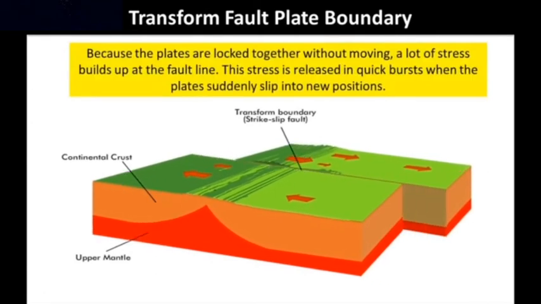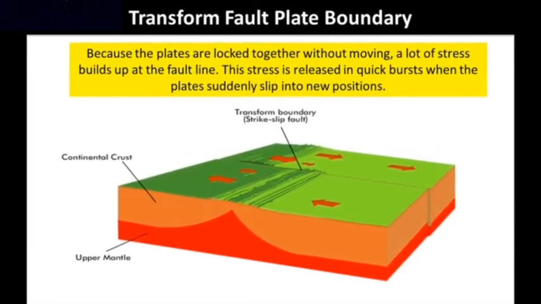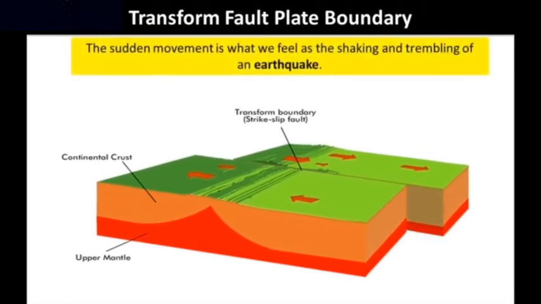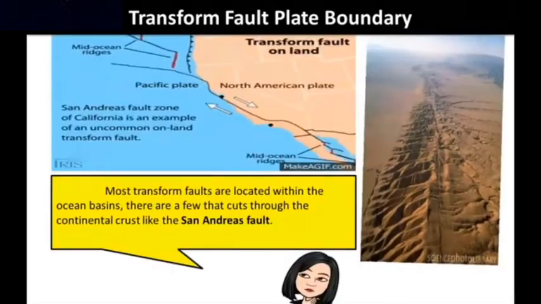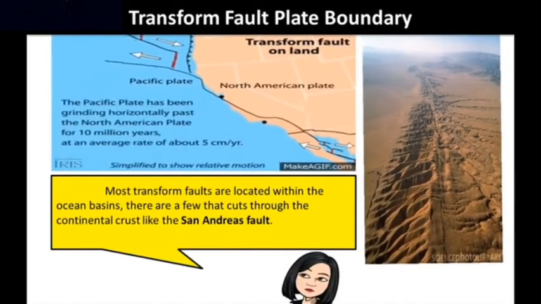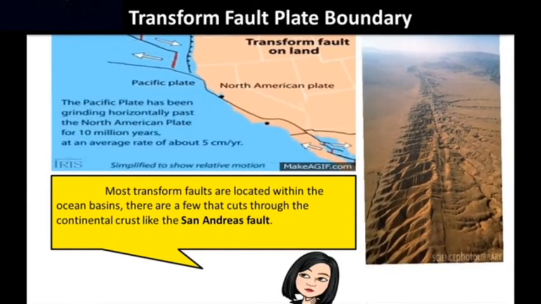Because the plates are locked together without moving, a lot of stress builds up at the fault line. This stress is released in quick bursts when the plates suddenly slip into new positions. The sudden movement is what we feel as the shaking and trembling of an earthquake. Most transform faults are located within the ocean basins. There are few that cut through the continental crust like the San Andreas Fault.